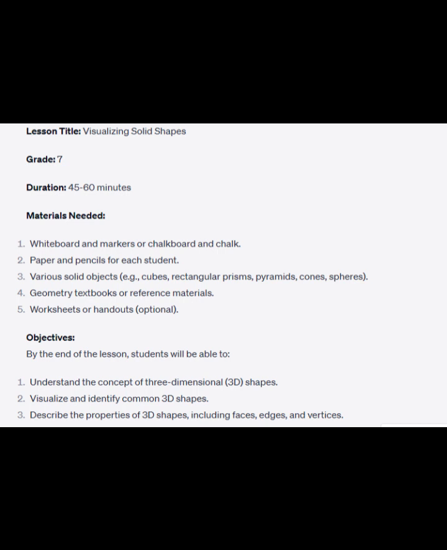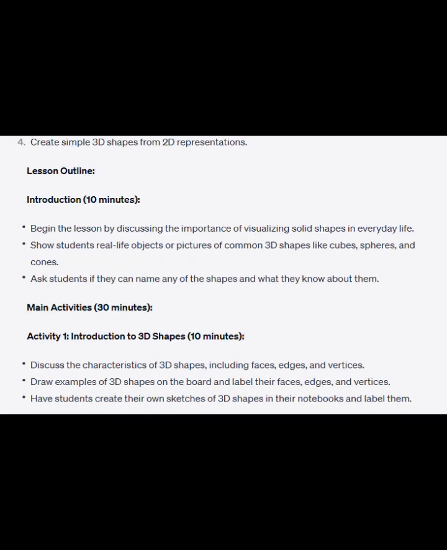Worksheets or handouts, optional. Objectives: by the end of the lesson, students will be able to understand the concept of three-dimensional, 3D, shapes. Visualize and identify common 3D shapes. Describe the properties of 3D shapes, including faces, edges, and vertices. Create simple 3D shapes from 2D representations.